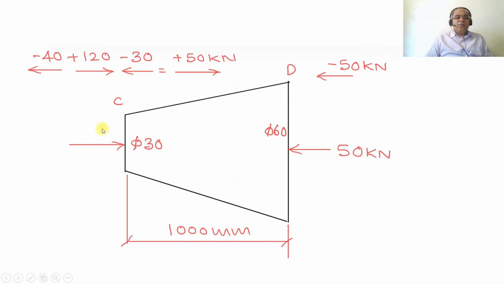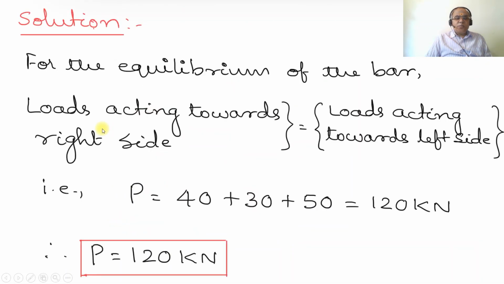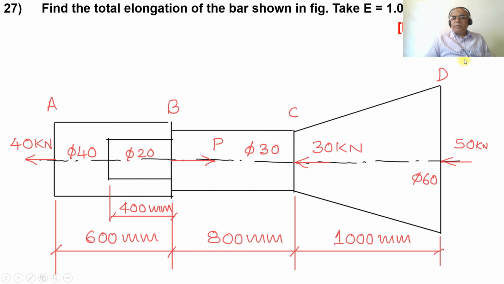Now similarly, we are considering one more, the last one, which is the tapering bar, having the diameter varying from 30 to 50 and having a length of 1000 mm. So the force which is acting towards the left side is minus 40 here, the force acting towards the right side is plus 120 here, and the force acting towards the left side is 30 kilonewton. So minus 40 minus 30 plus 120 is going to be plus 50. Since it is plus 50, it is acting towards the right side.